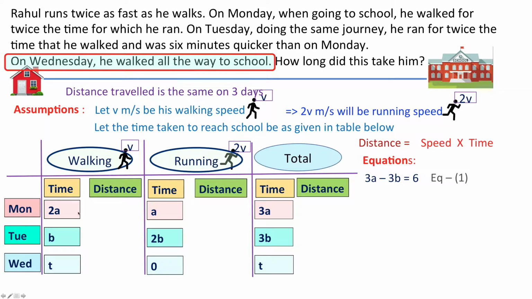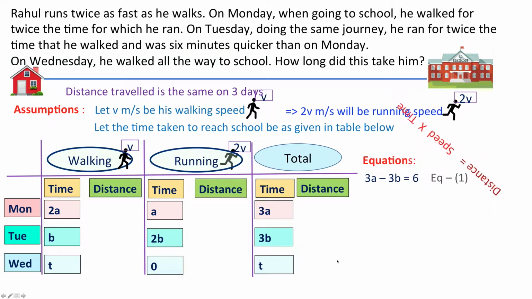Okay. So we have come to this point. We have taken care of all the time components. Now let's look at the distance component. In order to fill in the distance component, we have to use the only piece of theory that you need to know for solving this problem, and that is that distance is speed times time.